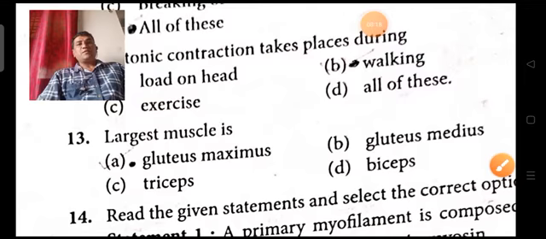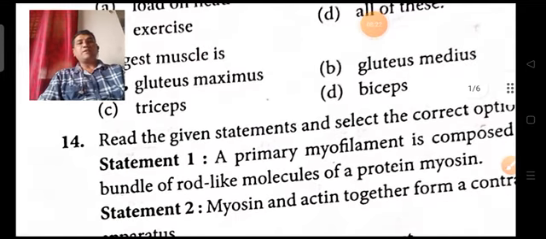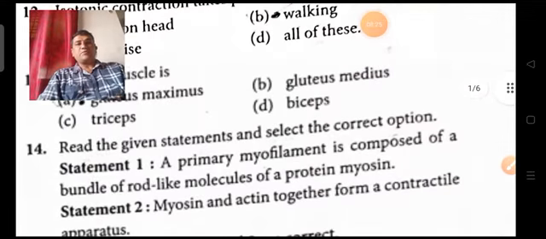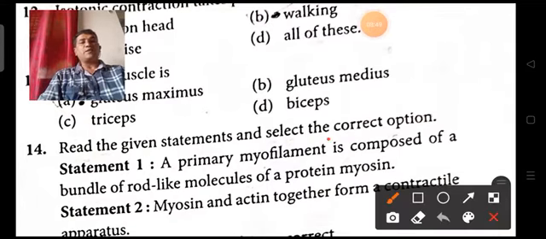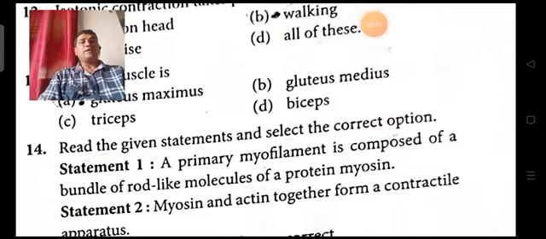Next question. The primary myofilament. Read the question, statement 1 and statement 2, and try to find the correct option for these statements: whether statement 1 is right and 2 is right, whether 1 is supported by 2, or 2 is right but not supported by 1. Options will be like that. So try to find the correct option here.